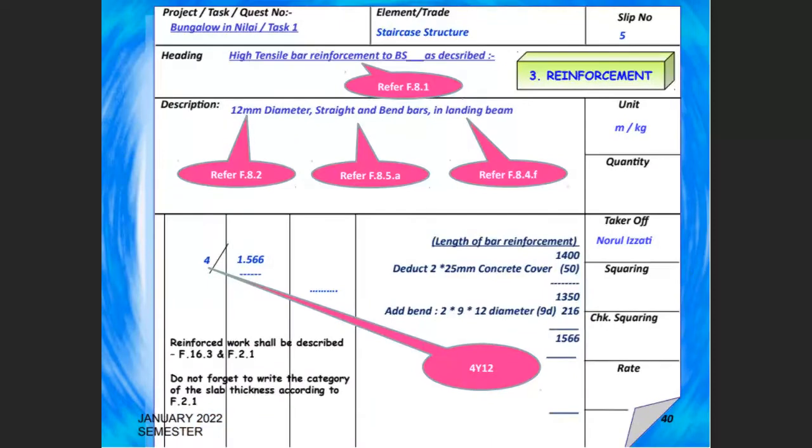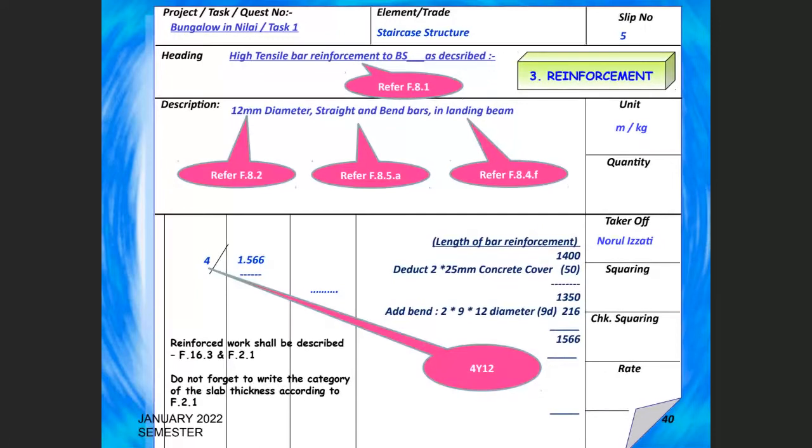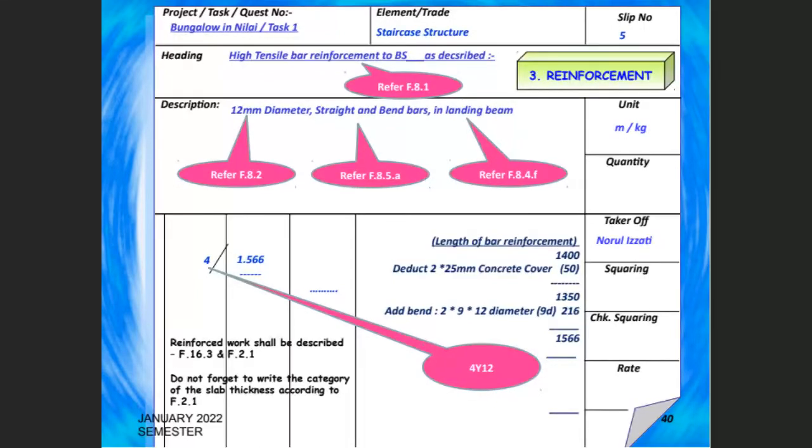I move to the next one, an example of the description. After you identify these 4 rules, you can refer to how I write the description. So as what we discussed just now, high tensile can be written as your heading. You can see this one I write in the heading because I don't want to repeat the same thing in my description. So that's why I write here high tensile bar reinforcement.